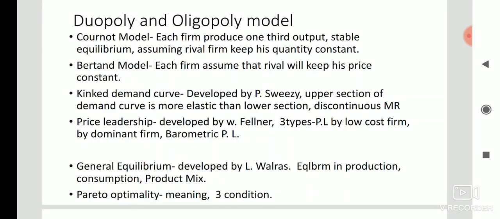Then another important model of the oligopoly market is the kinked demand curve model. The kinked demand curve model was developed by Paul Sweezy in the year 1939. Here the demand curve is a kinked demand curve, this is the demand curve.